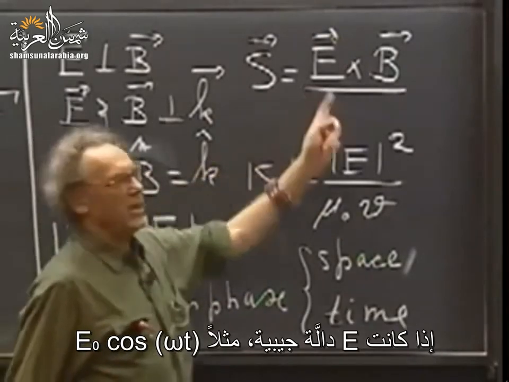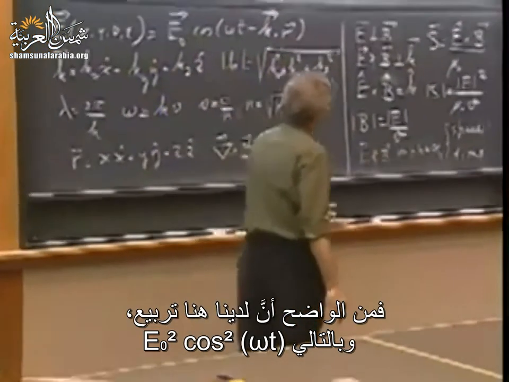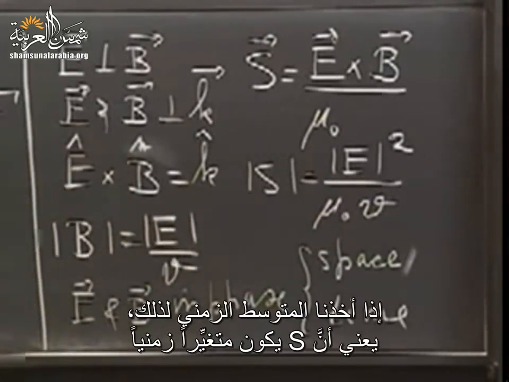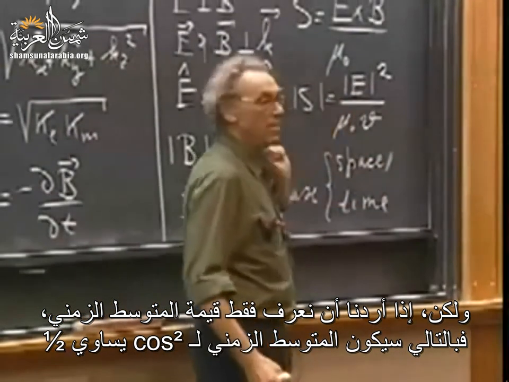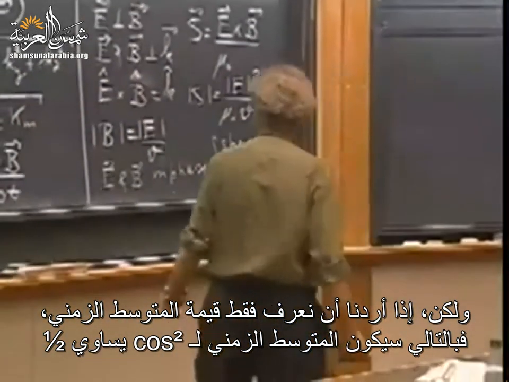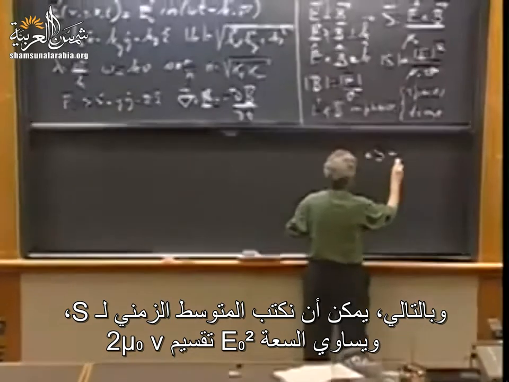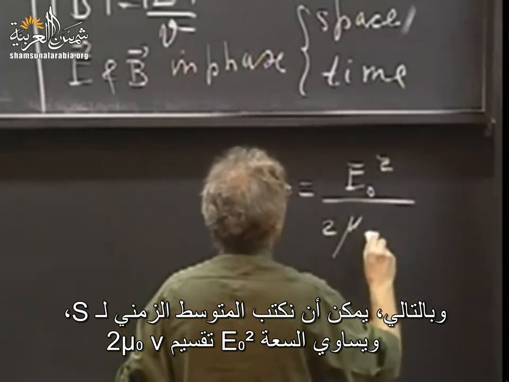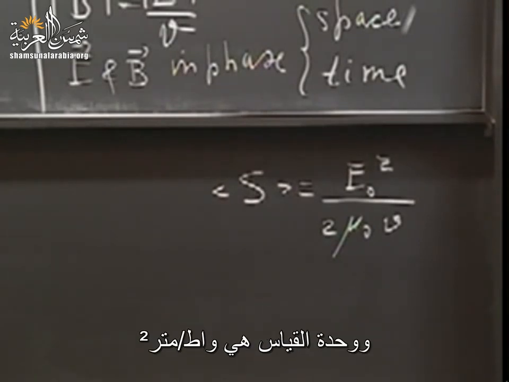If E is a sinusoidal function, for instance, E0 times cosine omega t, then it's clear that you get E0 squared times the square of cosine omega t. This S is variable in time, but if you just want to know what the time average value is, then the time average value of the cosine squared equals 1/2. And so S time averaged would then be E0 squared, this is now the amplitude, divided by 2 mu 0 times V. And the 2 comes from the fact that the average value of cosine squared omega t equals 1/2. And this is then in watts per square meter. So that's the traveling wave.